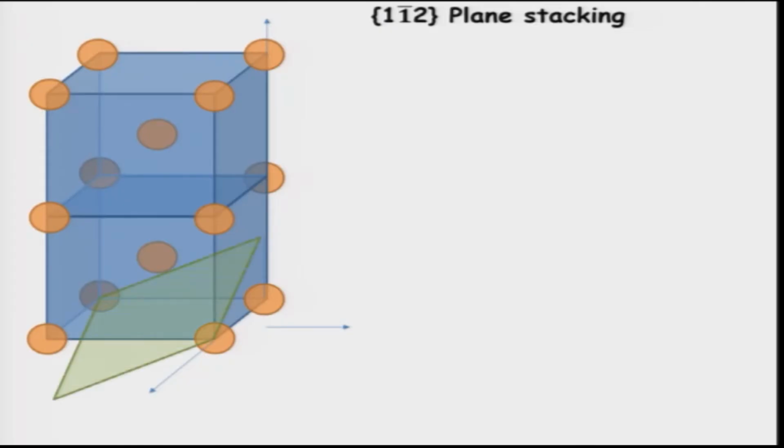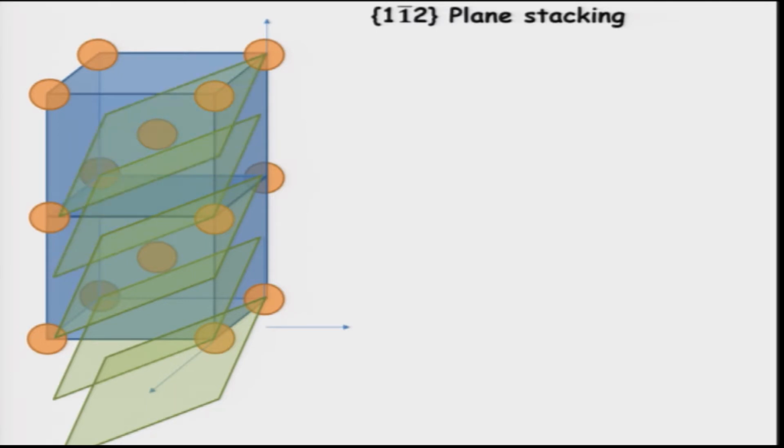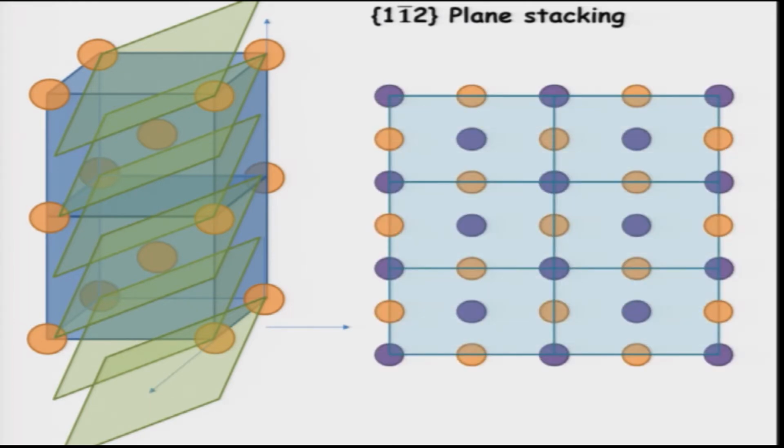Now, where is that 112 plane? Let us look at it. Here it is marked in the green plane. This is representing a 112 plane, but this is just one stacking. Are there other possible stackings? I have made a lot of these layers, and this is how it would look when you look at it from normal to 112.